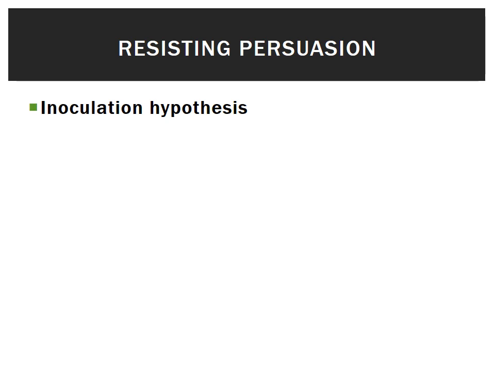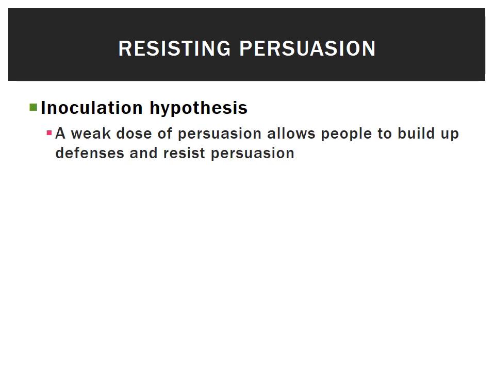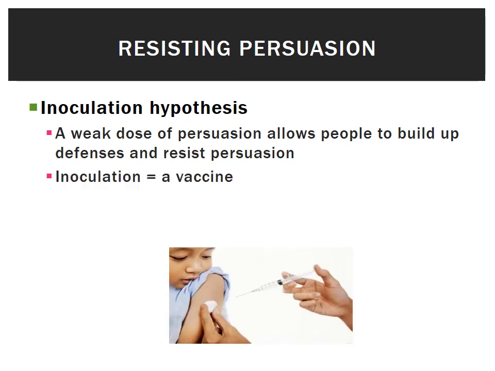Another similar tactic is something we call inoculation. The inoculation hypothesis says that a weak dose of persuasion allows people to build up defenses and resist persuasion. The idea is that giving people a weak argument allows them to practice counter-arguments and bolsters, and thus resist persuasion by later strong arguments. So practicing your arguments, even against a weak persuasion attack, helps you resist in the future. It's a lot like getting a shot or a vaccine.